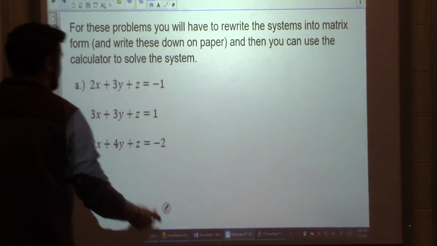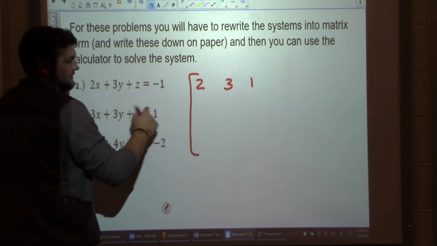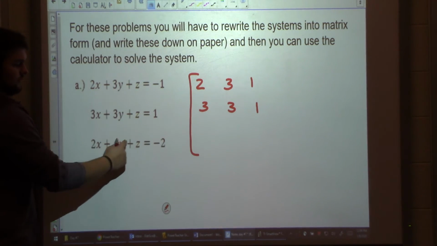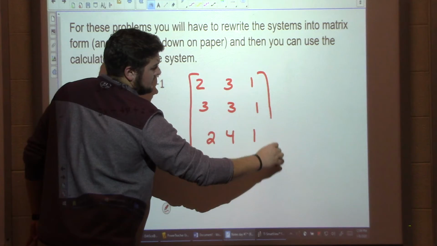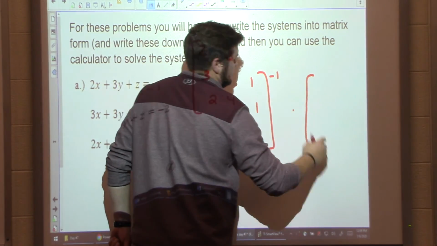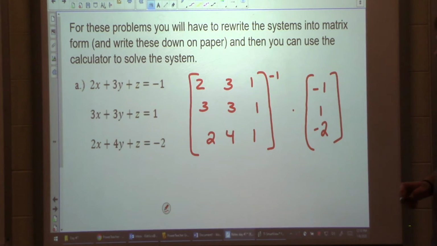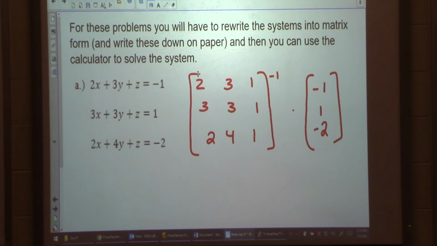So if I was going to write it down, my coefficient matrix here would be 2, 3, 1, 3, 3, 1, 2, 4, 1. The -1 times my constant matrix: -1, 1, -2. Then all you do is go ahead and punch that in your calculator. I'm going to let you do it. Do I need to do it on my calculator, or are you guys good on your own? You good? All right.